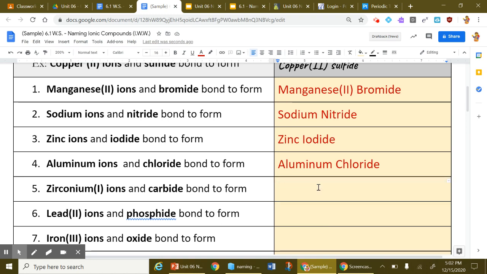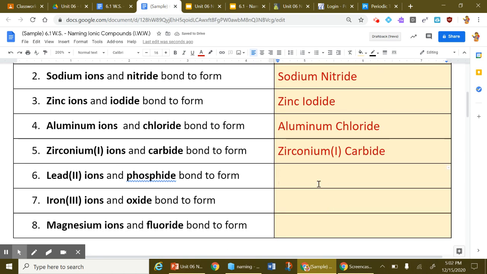Zirconium 1 carbide. All right. So this would be zirconium 1 carbide. All right. The only real trick here is that if the metal has a Roman numeral in it, you gotta bring it along. If it's one of those metals that can form multiple charges, you gotta make sure you represent that in the name. Make sure you represent which charge it is.